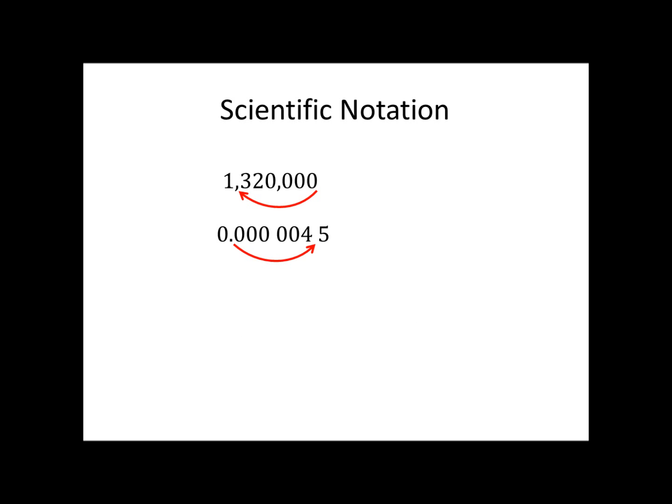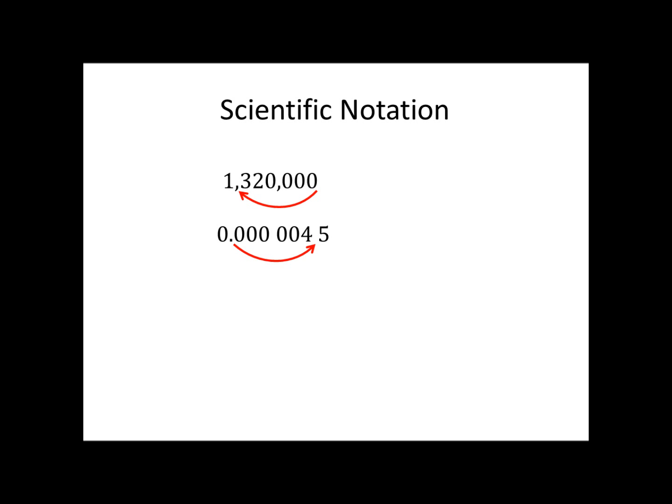Now, let's actually create some scientific notation. I've got two numbers here. A big number, 1,320,000, and a small number, 0.0000045. In both of these cases, I'm going to turn these into scientific notation by moving the decimal. And I'm going to move the decimal so that there's one number in front and however many after, I don't care. But it needs to be one number in front of the decimal because that's going to make it between 1 and 10. In both of these cases, I have to move the decimal 6 spaces.